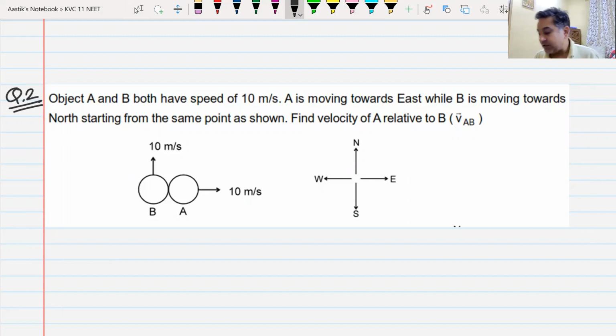Object A and B both have speed of 10 meter per second. A is moving towards east. You might get questions like this, so you must remember east, west, north, south. Body A is moving towards east while body B is moving towards north, starting from the same point. Find the velocity of A with respect to B. I'm only asking you the magnitude. You have 2 minutes to give me the answer.